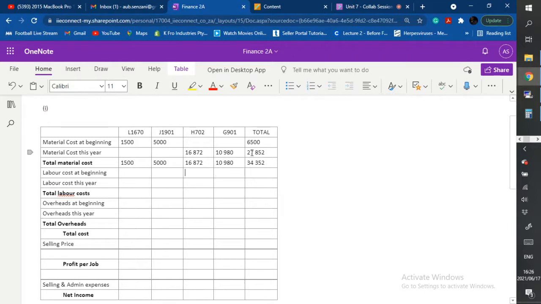Okay, then same principle over here. Now we're looking at, remember, beginning cost. So we're looking at that work in progress. Under labor, we have again L1670, that's 6,000. Okay, and then here we have 8,000. Okay, right, and then we have nothing for the other two. Then we go to direct labor, there we have a cost for all of them. Okay, so for L1670 we have 800 over here. Here we have 9,600. Here we have 1,575.